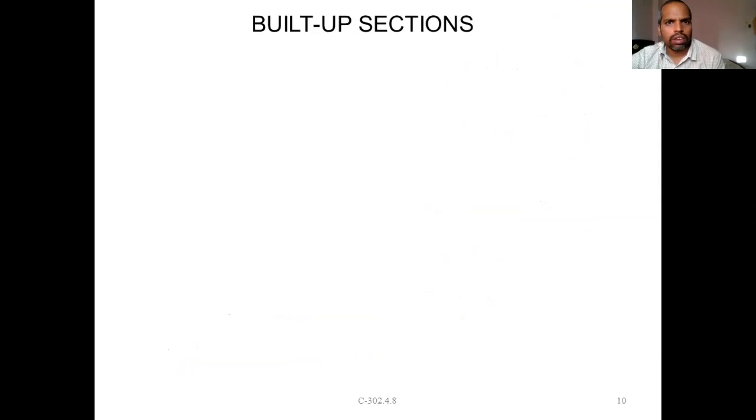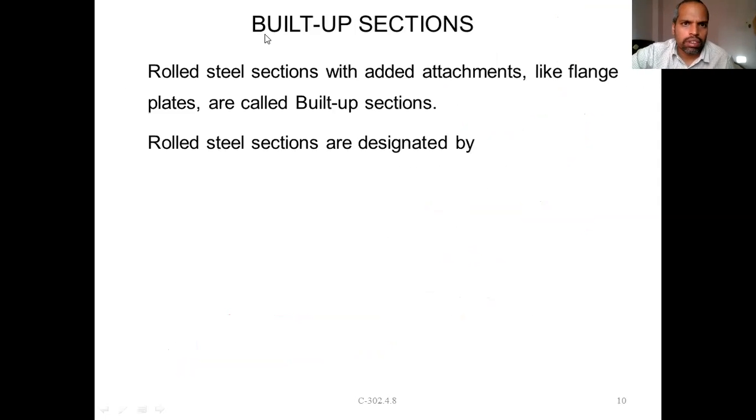Right. Now let us see the built-up sections. What are built-up sections? Rolled steel sections with added attachments like plank plates are called built-up sections. Of course, we have already discussed this in the centroid topic also. Rolled steel sections means standard sections: I sections, channel sections, T sections, angle sections, and tubes, and some more sections. All these sections are called rolled steel sections, meaning they are available ready-made, in standard dimensions and standard thicknesses. Everything is made in factories with standard dimensions. Those are called rolled steel sections.